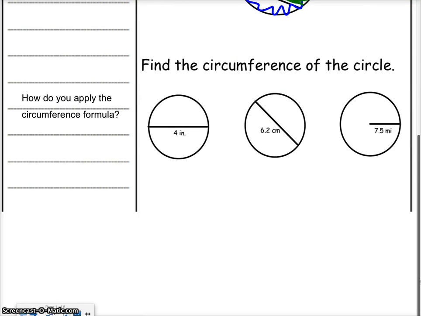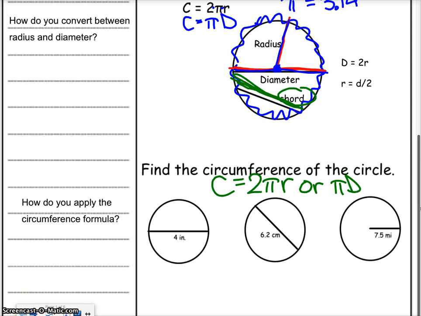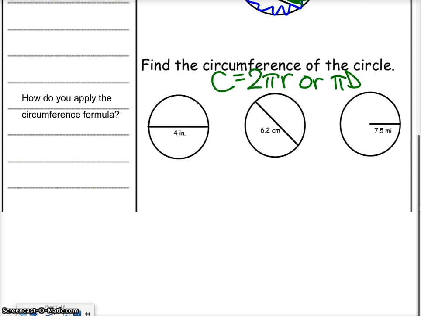Now we're going to apply the formula. Find the circumference. C equals 2 times pi times the radius, or pi times the diameter, if I'm given the diameter. When I look at a circle, I just think, which circumference formula am I going to use? Here I'm given a diameter, so I'm going to use pi times diameter. So my circumference is equal to my diameter times pi, which is 3.14.